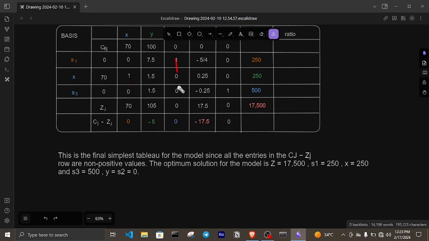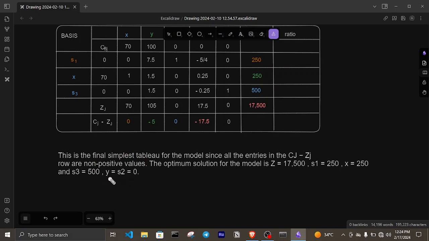From here we can see that this is the final simplex tableau for the model, since all the entries in the CJ minus ZJ, that's the net evaluation row, are non-positive values. So the optimum solution for the model is Z equal to the value we have here, which is 17,500. Then the value of S1 is 250. Remember S1 from here. S1 is 250. The value for X is also 250. And the value for S3 is 500. The remaining values are all 0. That is, Y and S2 are all zeros.